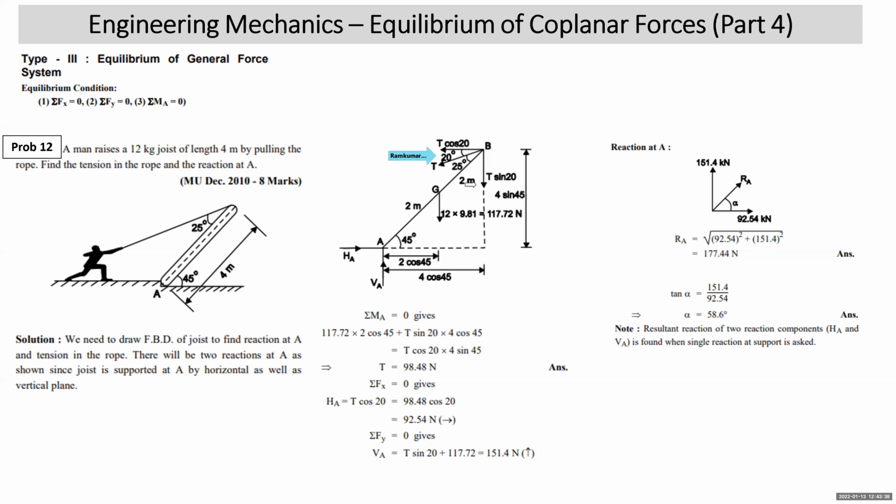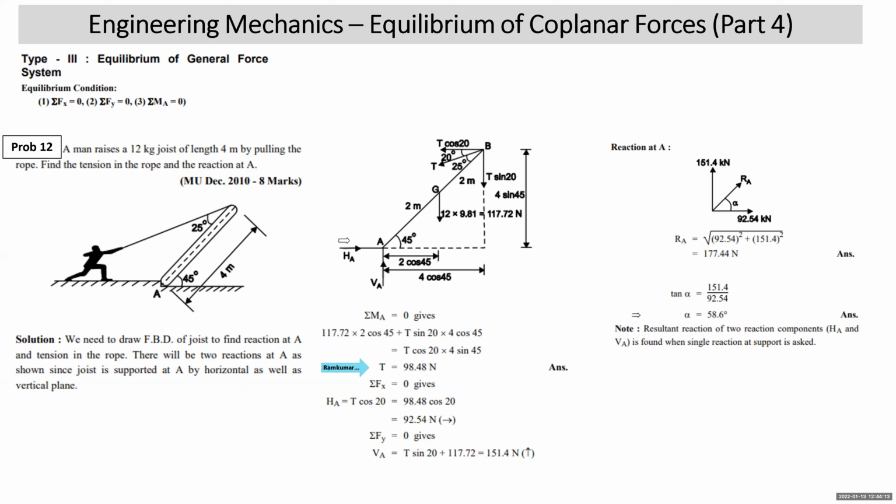So T cos and T sin, we have resolved the tension. Now this length is 4, this angle is 45, so 4 cos 45, 4 sin 45. Half length is 2, so this is 2 cos 45. Now we take moment about A. When I take moment about A, HA and VA will go off. 117.72 into 2 cos 45 is clockwise. T sin 20 into 4 cos 45 is clockwise. T cos 20 is to the left, and the perpendicular distance is 4 sin 45, so it is anti-clockwise. Clockwise moments have been listed on the left side, anti-clockwise moment on the right side. You get the value of T, that is 98.4.